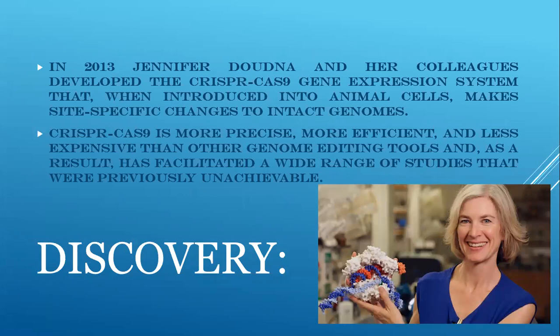How was it discovered and who discovered it? We all know who discovered this. This woman, Jennifer Doudna, in 2013, along with her colleagues, developed this CRISPR-Cas gene editing system, and when it was introduced into animal cells, it made site-specific changes in intact genomes. It is very precise, efficient, and less expensive than any other genome editing tool. As a result, it has facilitated a wide range of studies that were previously unachievable.